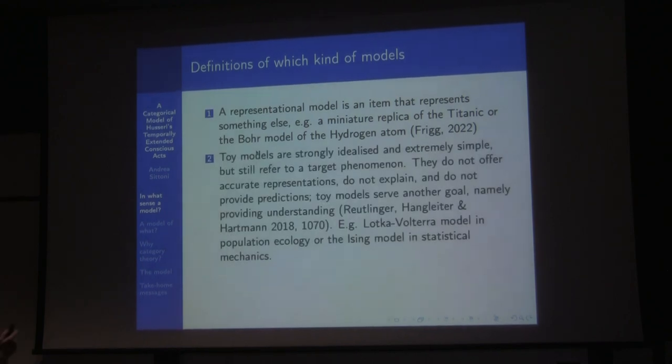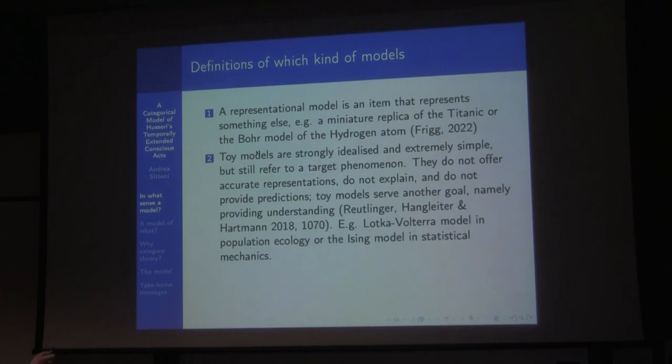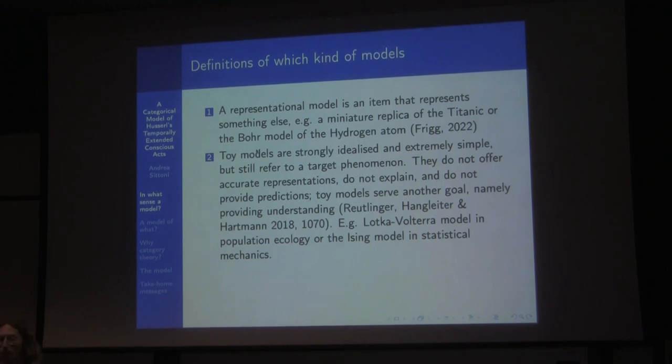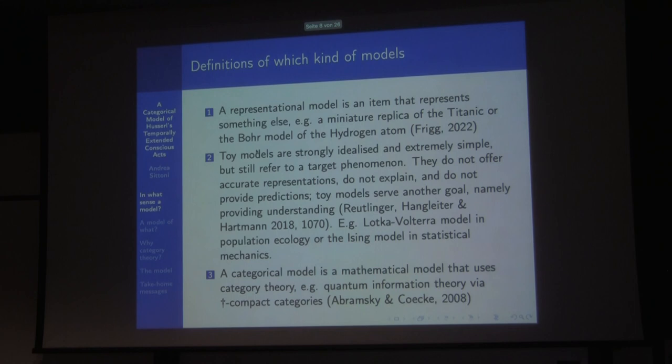It's a toy model, and toy models are strongly idealized and extremely simple, but still refer to a target phenomenon. They do not offer accurate representations, do not explain, and do not provide predictions. Toy models serve another goal, namely providing understanding. An example is the Lotka-Volterra model in population ecology. It basically models the relation between a predator species and a prey species. Or the Ising model in statistical mechanics that is used to talk about magnetism.